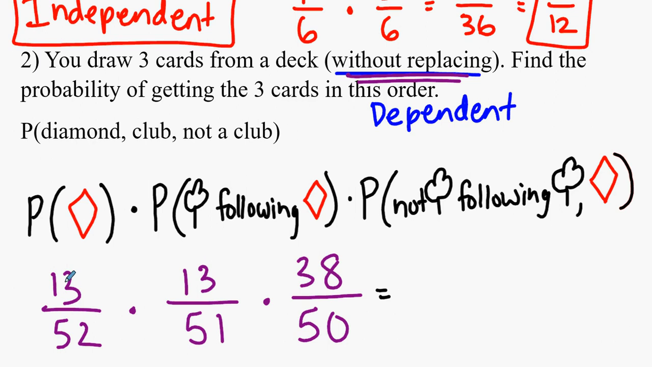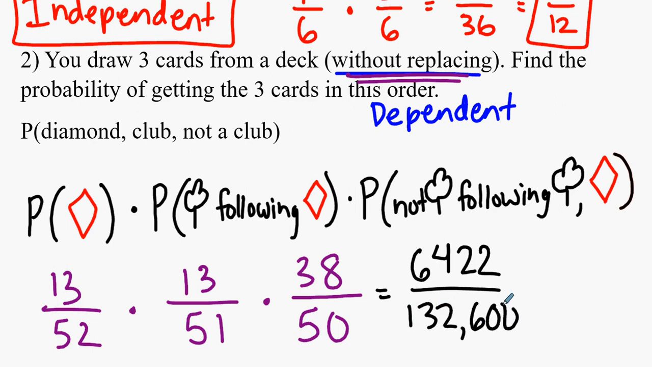And then I just multiply straight across. So 13 times 13 times 38. The top is 6,422. The bottom, 52 times 51 times 50, is 132,600. So then I divide those two.